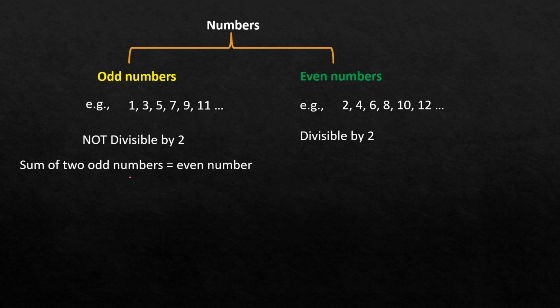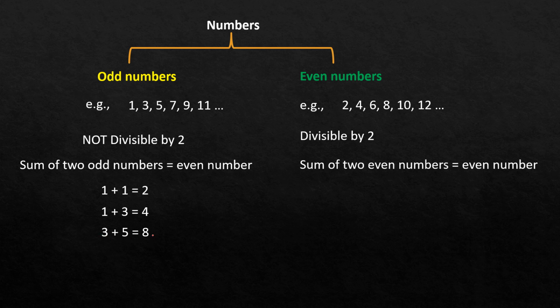Then the sum of 2 odd numbers gives an even number. For example, 1 plus 1 is 2, which is an even number. These two are odd numbers. Right? 1 plus 3 is 4. So that's an even number. So the sum of 2 odd numbers, remember, not the sum of odd and even, gives an even number. Again, 5 plus 3 gives you 8.